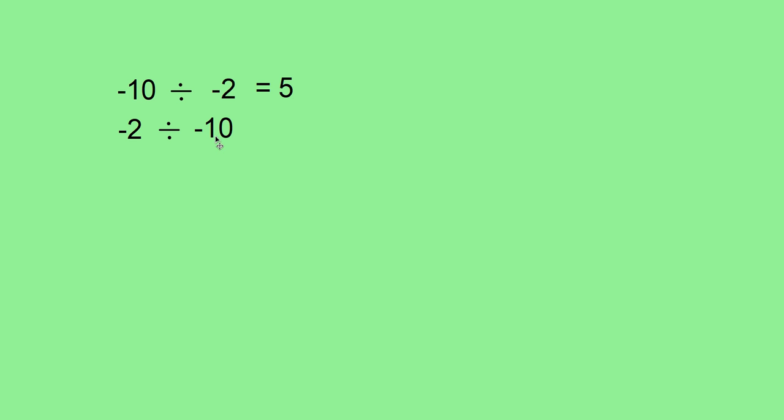what is negative 2 divided by negative 10? First you find out 2 by 10. Negative 2 divided by negative 10, you will get it as 1 by 5. This kind of division you will study later. But here, negative 10 divided by negative 2 and negative 2 divided by negative 10. Are you getting the same answer?